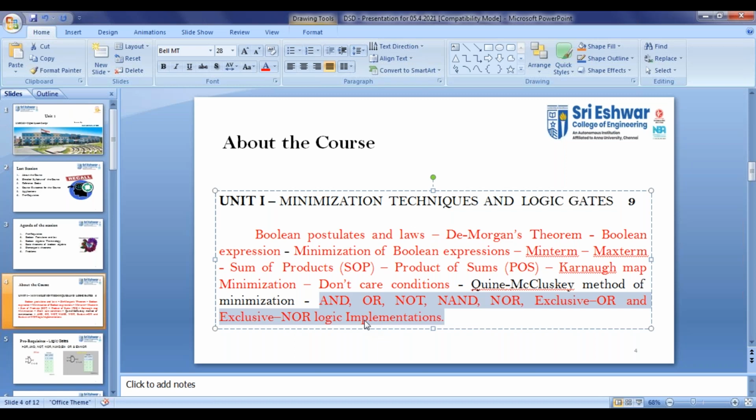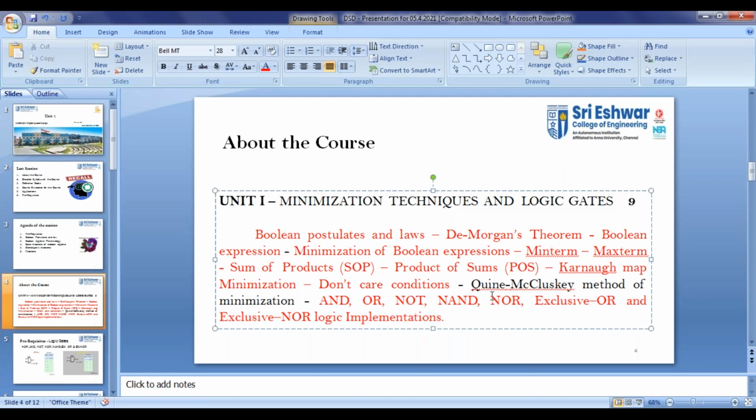We have studied different logic gates like AND gate, OR gate, both in theory and also in laboratory class. So we want to implement those logic gates for the given Boolean expression. This is very simple. If the exam is offline, these questions may be asked in part A and also part B.